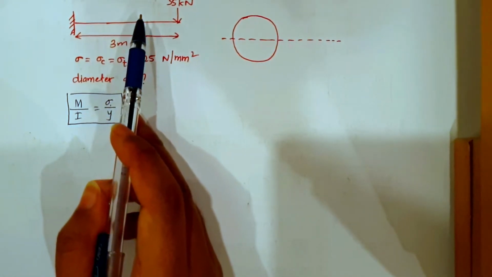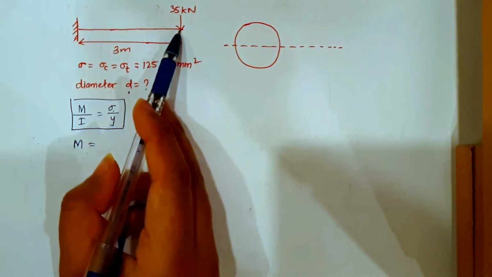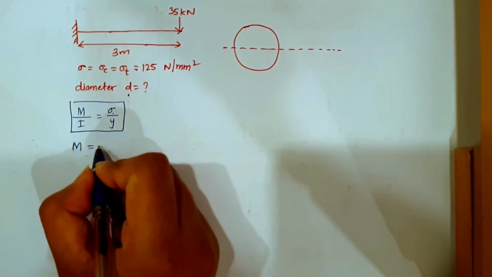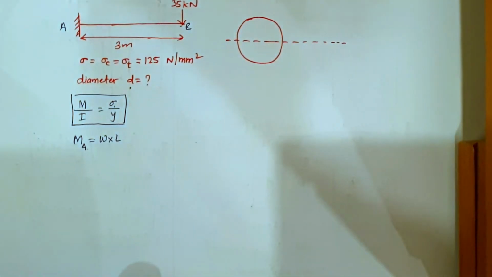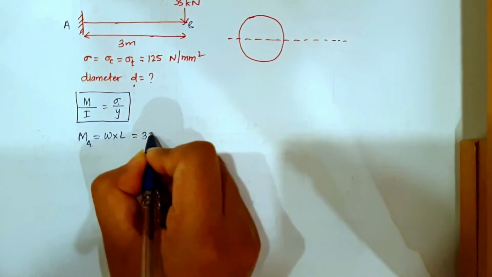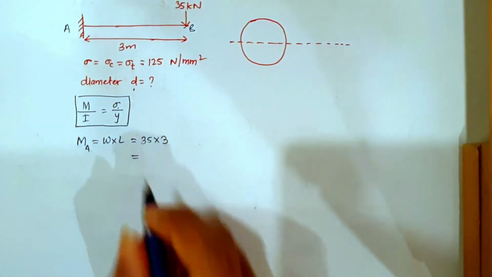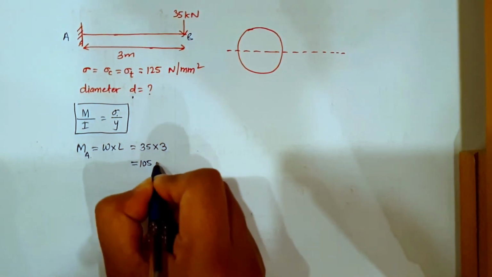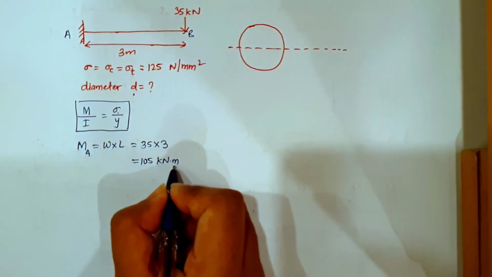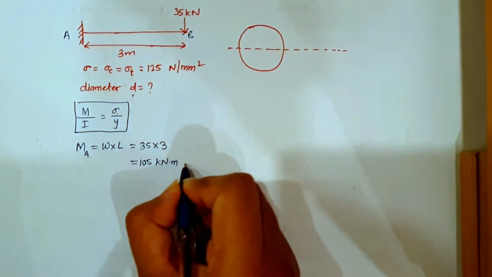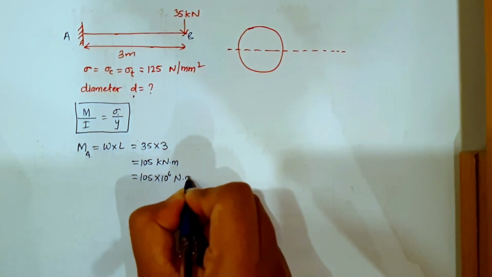Now for this cantilever beam, the maximum moment for a cantilever beam with a point load at its free end will be equal to W into L. If I name this as point A and point B, maximum moment will come at point A, which is the fixed end. So here I have 35 into length of the beam, which is 3, right? So I will get 105 kilonewton meter. Now I want to convert kilonewton to newton and meter to mm. So if I convert it, I get 105 into 10 raised to power 6 Newton dot mm.